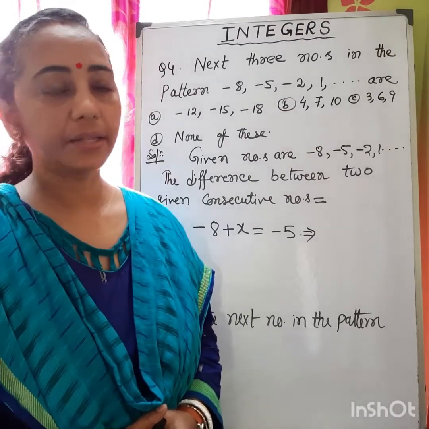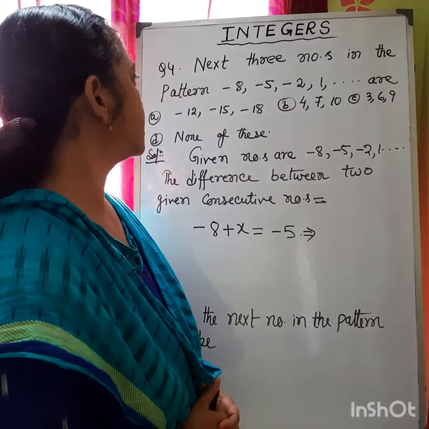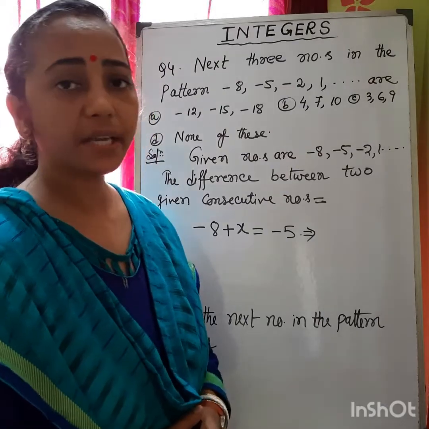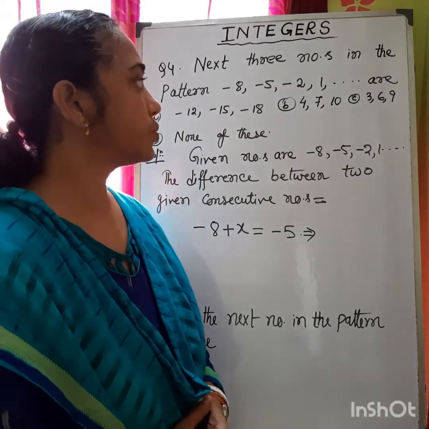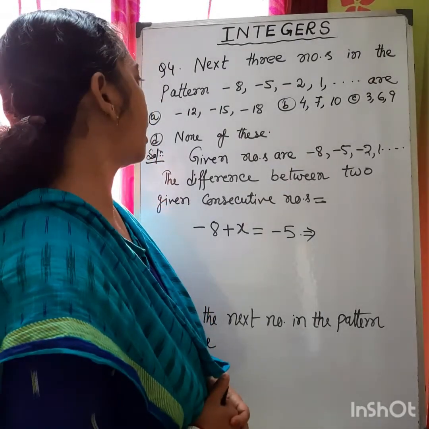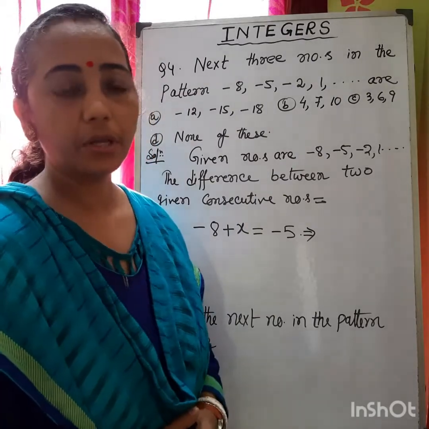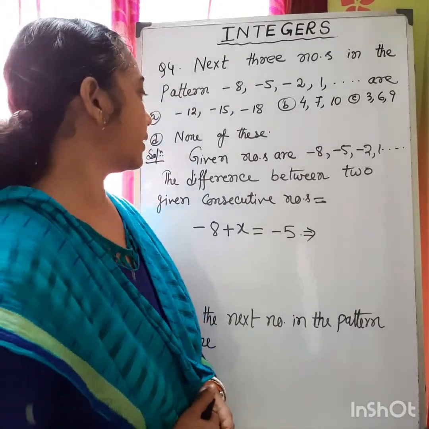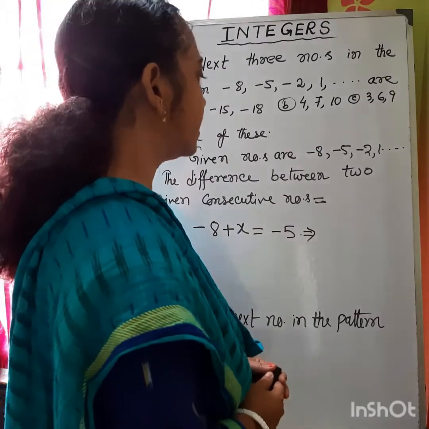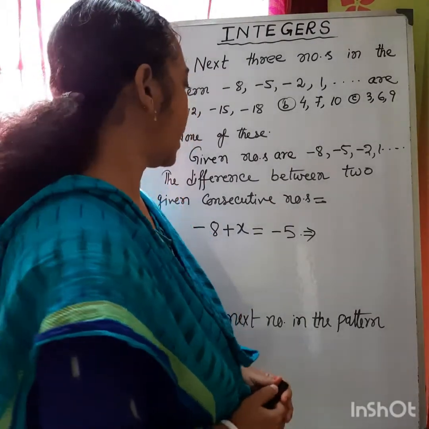Now let us do another question: the next 3 numbers in the pattern, that is minus 8, minus 5, minus 2, 1 and so on, are. Here 4 options are given. So let us find out which option is correct. Now the given numbers are minus 8, minus 5, minus 2, 1 and so on.